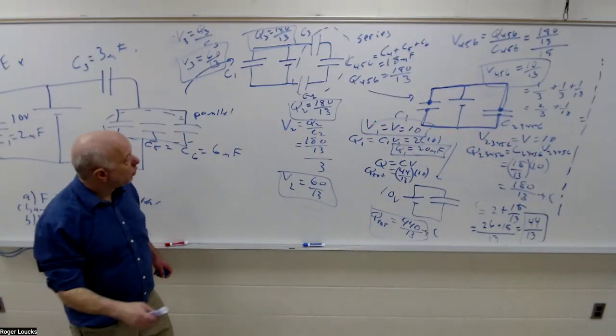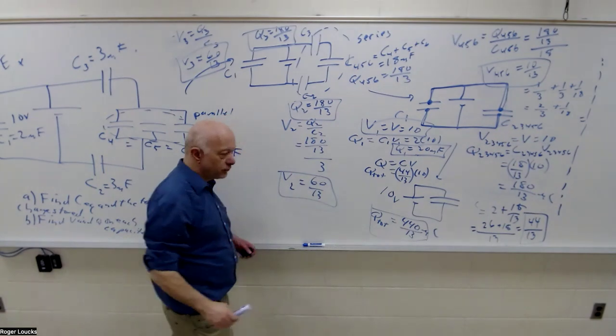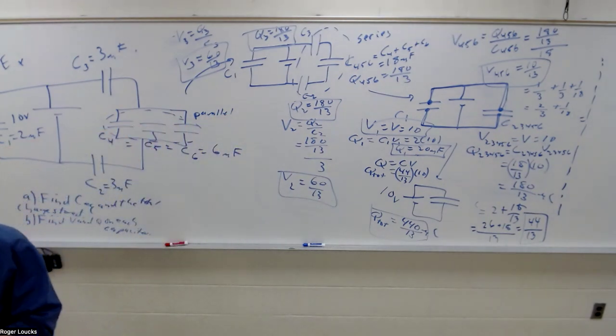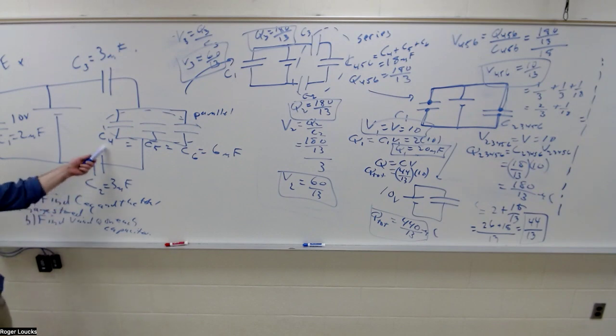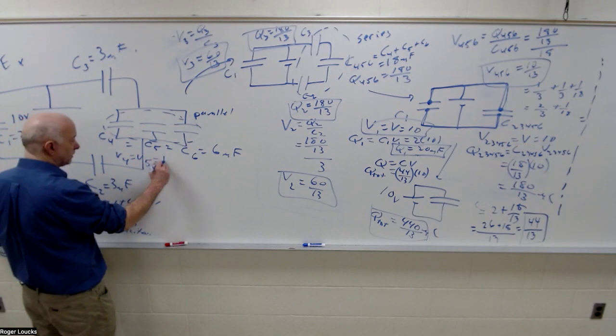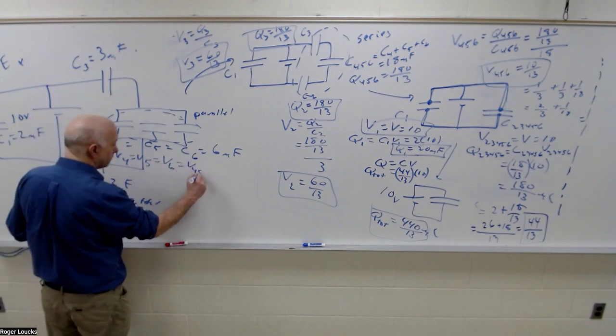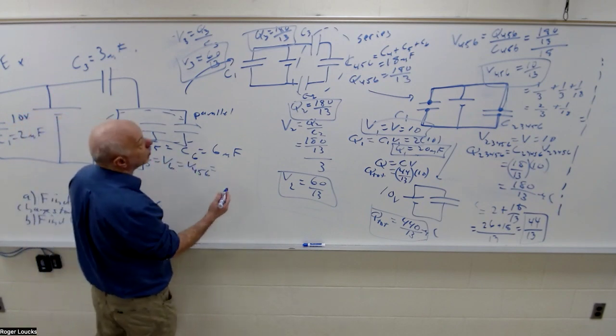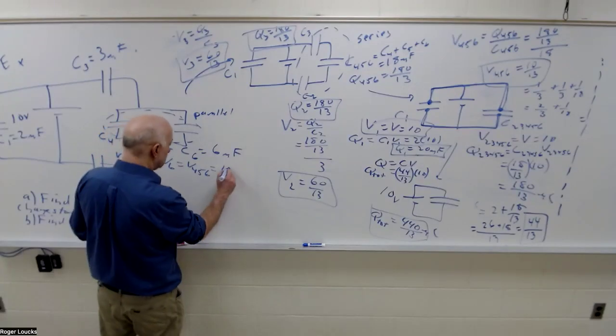Where does my buddy C456 come from? The parallel combination of C4, C5, and C6. What's the same in parallel? Voltage. Always voltage. So that means that our V4 has to equal V5, has to equal V6, has to equal V456, which is 10 over 13.